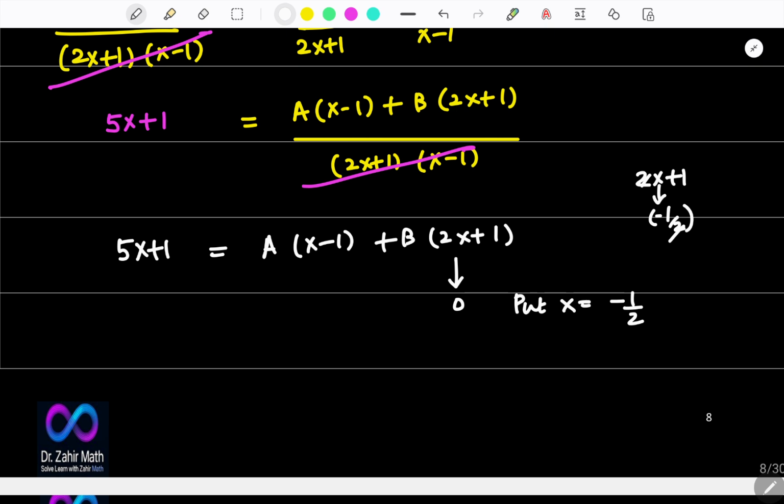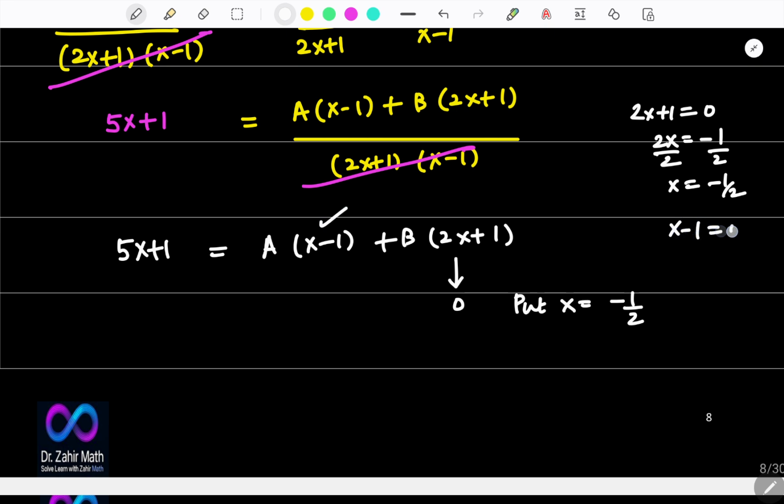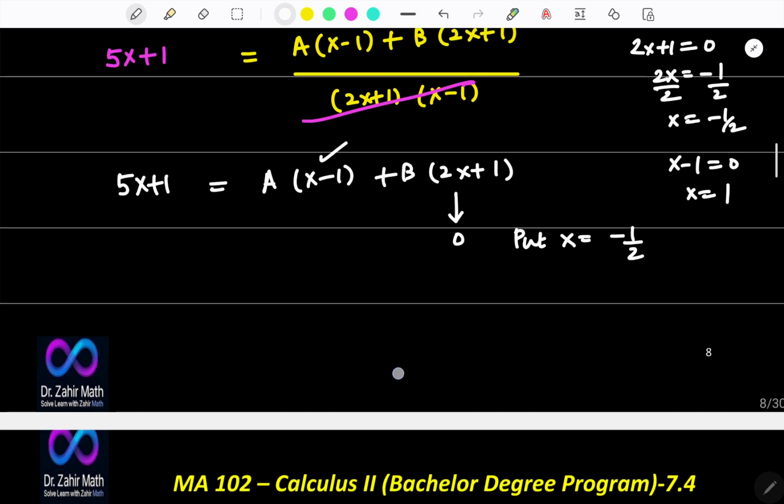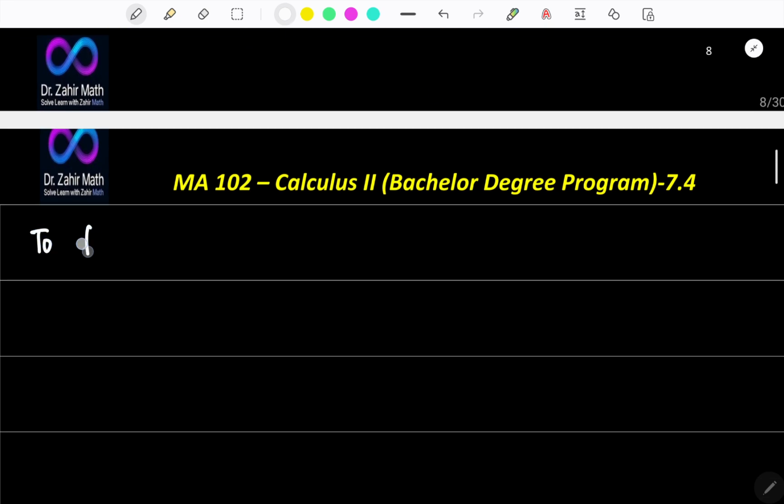Teacher, you are a math teacher, so suddenly you are guessing. What should I do? It's so simple, my dear. Look here, what is inside? 2x plus 1 equal to 0. 2x equals what? Negative 1. Divide by 2, divide by 2. You get x is equal to negative half. Finished. For this one, you take x minus 1 equal to 0. Put x is equal to what? 1.